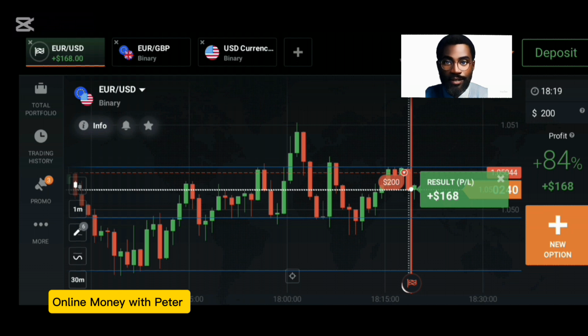Alright, so you can also do this and be making consistent profit, using your phone. If you don't have a PC, as long as you have a phone, you can use it to make consistent profit for yourself, trading binary options. All you need to do is just get the right knowledge, get the right information, get the right training, and then you make a consistent profit using your phone trading binary options.